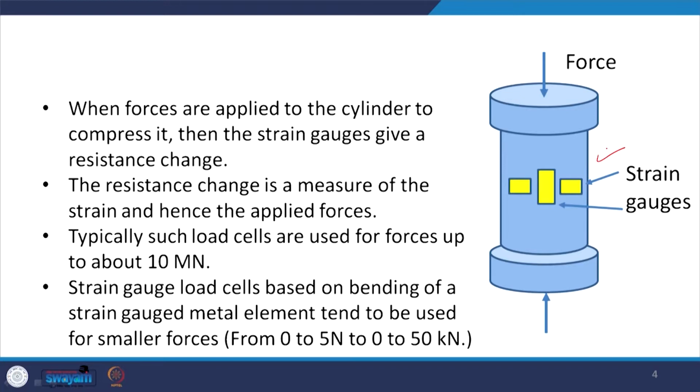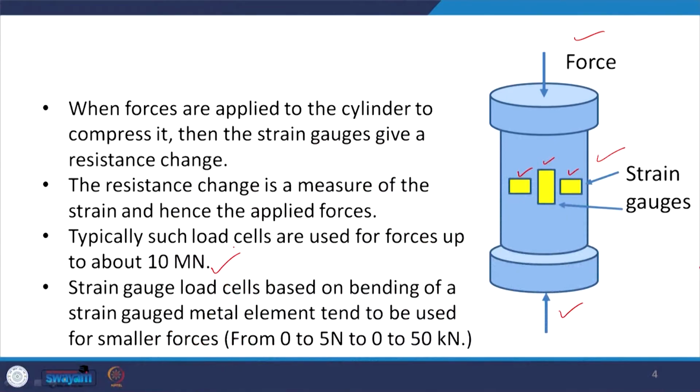Say this is a cylindrical tube where compressive forces can be applied, and here are the strain gauges which are put in this particular fashion. Now, when forces are applied here, what happens? The strain gauge gives a resistance change, and this resistance change is the measure of the applied force. Typically, such load cells are used for forces up to say 10 meganewton.